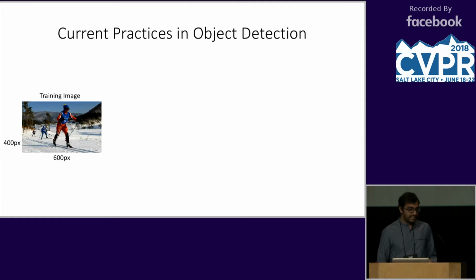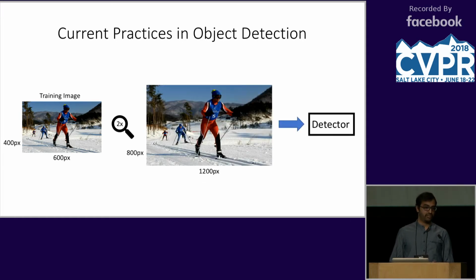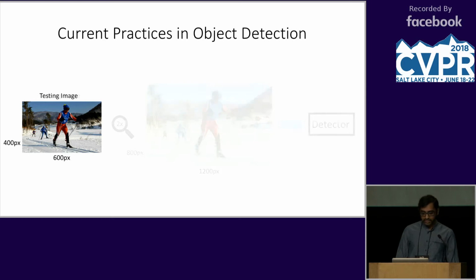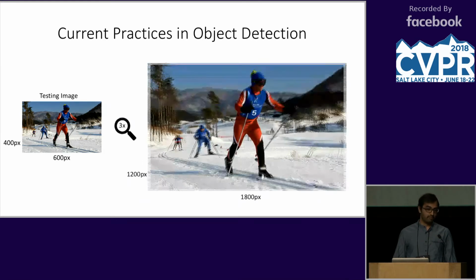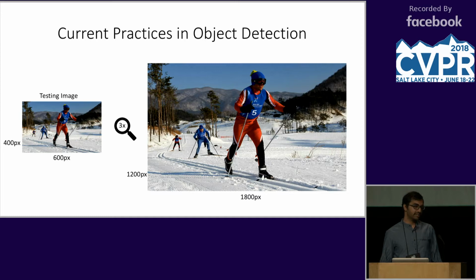So let us look at some current practices in object detection. Typical datasets like Pascal or COCO have a resolution of about 400 by 600 pixels. During training, these images are upsampled to a resolution of 800 by 1200 pixels. This is most generally the case. But during inference, these images are further upsampled, and this brings in some improvement for small objects. Now, it is important to note that these resolutions are typically not included during training.